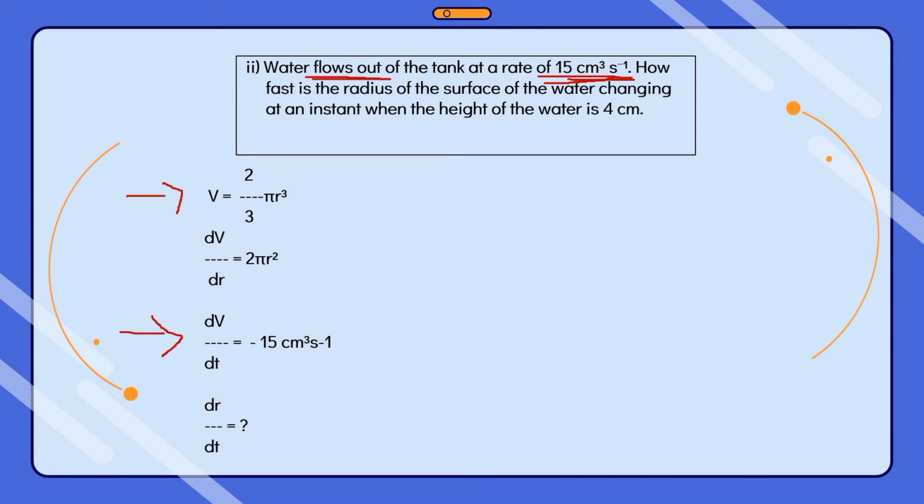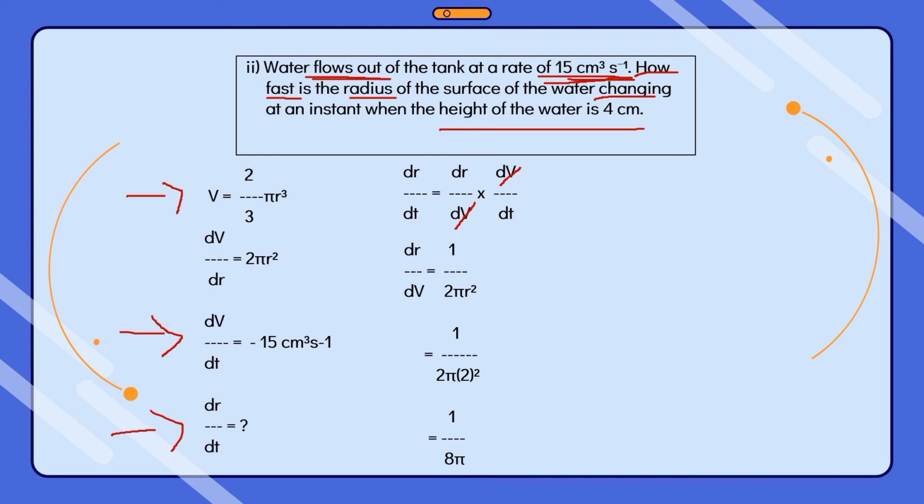And then, what does the question exactly want? The question: how fast is the radius of the surface of the water changing at an instant when the height of water is 4 cm? The question wants you to find dr over dt. Based on all of the information we just obtained on the left, we will have this relation: dr over dt equals dr over dv multiplied by dv over dt. When you cancel out the dv and dv, you'll get dr over dt, which is what the question wants.